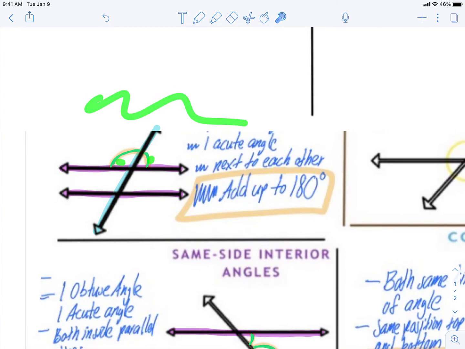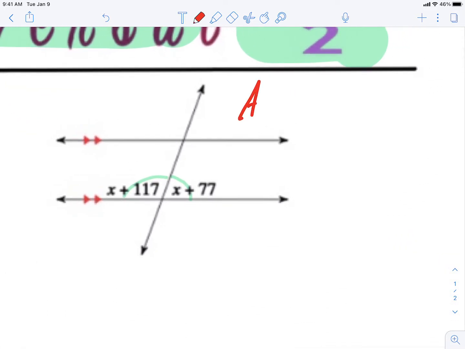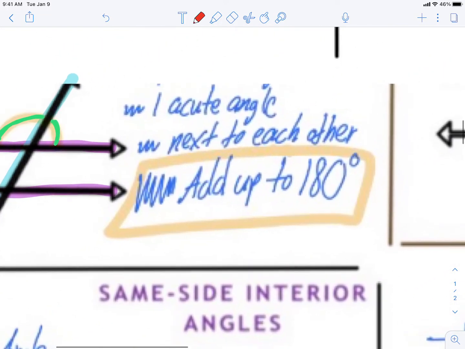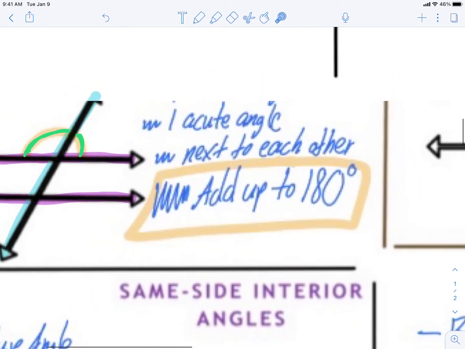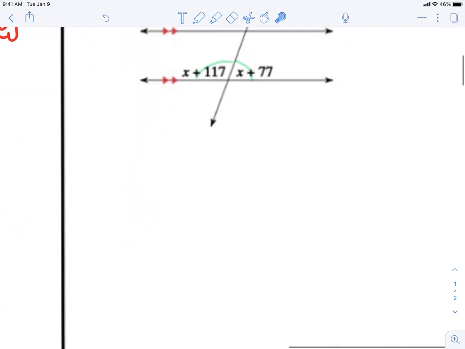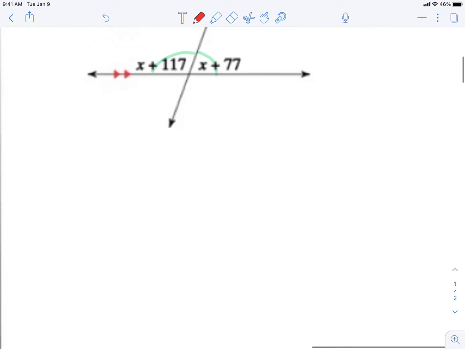And darn it, I cut off those notes. But those are called adjacent, everyone. So those are called adjacent angles. These are adjacent angles. So let's see what kind of relationship they have. Adjacent angles, right here, add up to 180 degrees. So we're going to add them up to 180 degrees. So we're going to add that plus that is equal to 180.